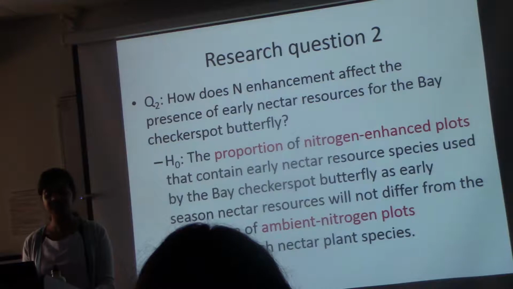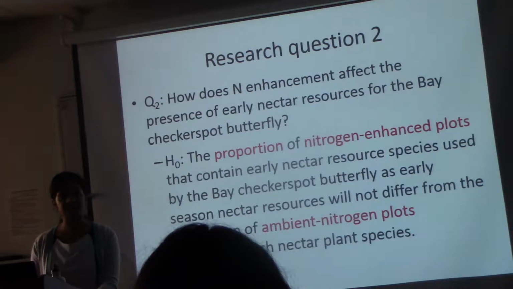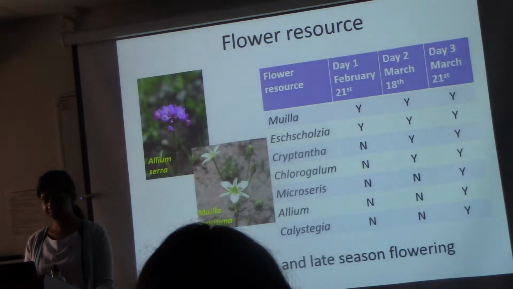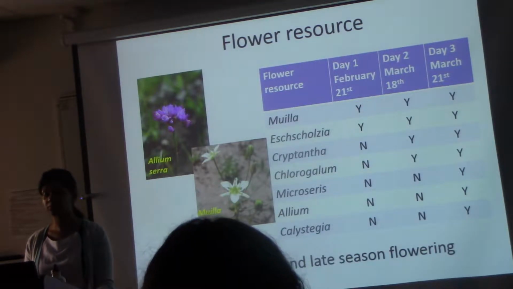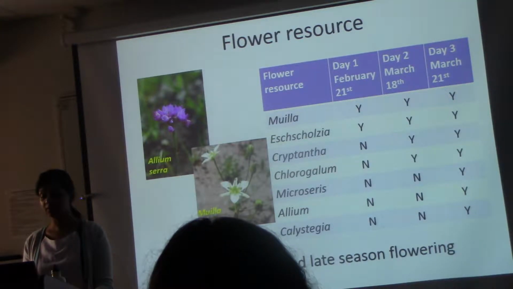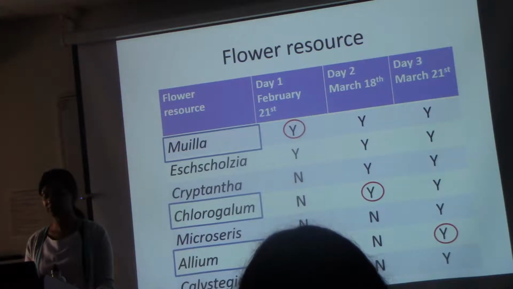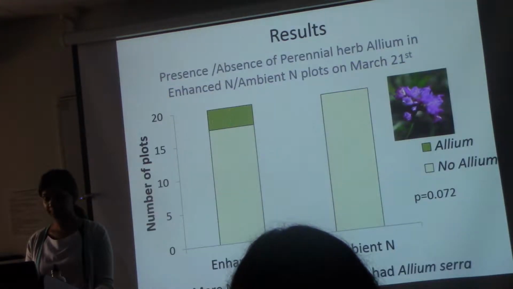Research question 2, how does the nitrogen enhancement affect the presence of early nectar resources for the bay checkerspot butterfly? Bloom times of flowers were recorded for growth in each treatment. Early season was defined as February through March 18. Mid-season or peak biomass season was mid-March through early April, and late season was defined as early through mid-May. Viola maritima is an early season flower as seen by its first flowering date, and allium is a rare plant that blooms later in the season.